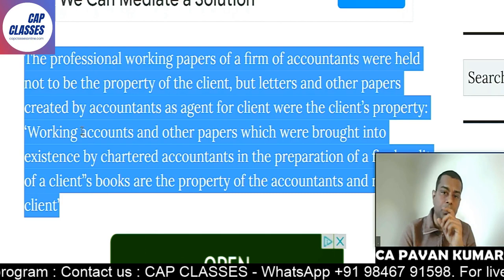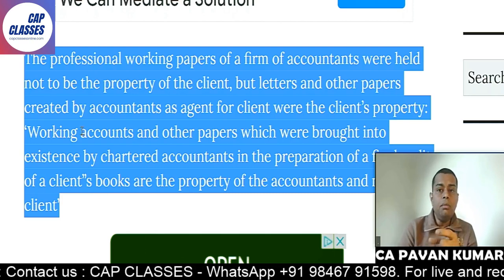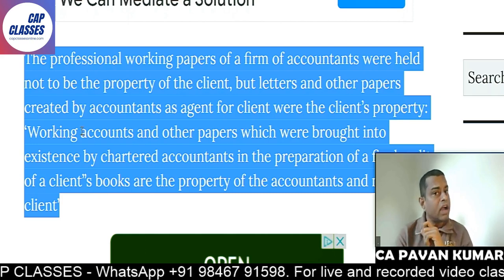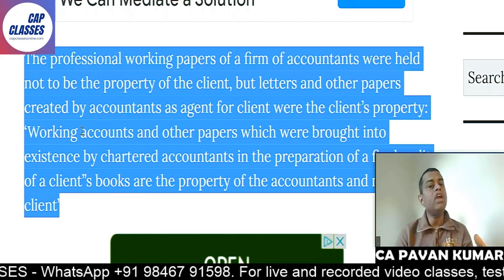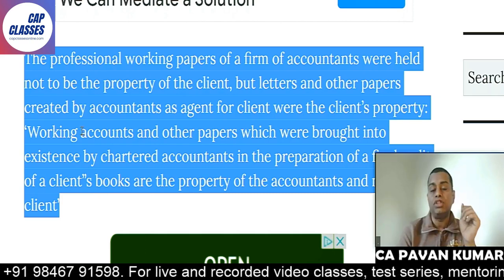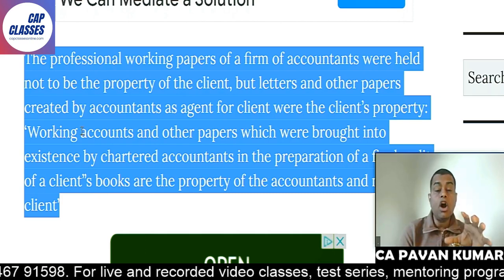Point number one. Point number two. In India, we call it Ministry of Corporate Affairs, or Registrar of Companies. In the UK or Europe, they call it Companies House.